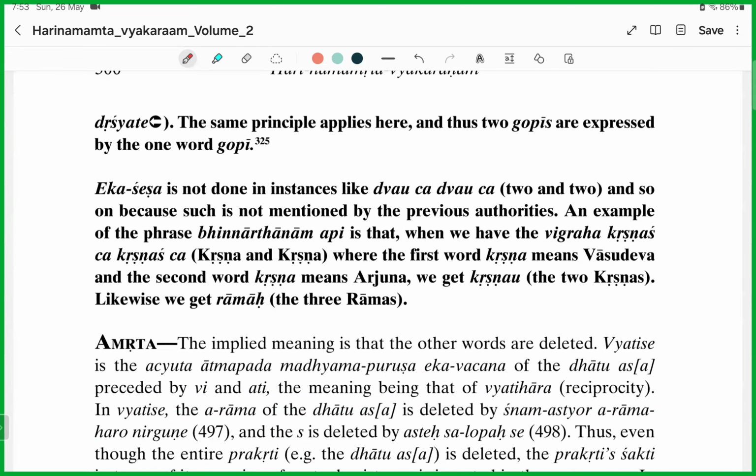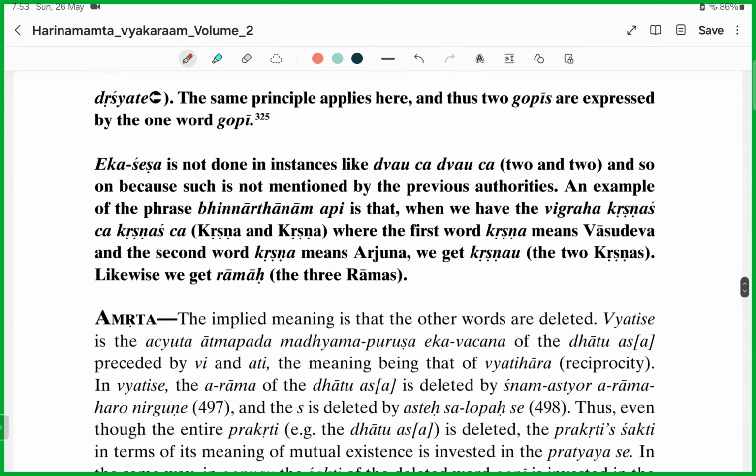Ek shesha is not done in instances like dvaucha, dvaucha, and so on, because such is not mentioned by the previous authorities. In other words, is that arsha prayoga? Actually, especially with numerals, when they're compounded, the way of doing multiplications, addition, subtraction in numerals in Sanskrit is done in samasa itself, right? So that's also one thing. We can say arsha prayoga, it says previous authorities.